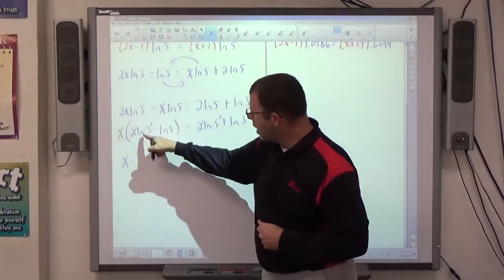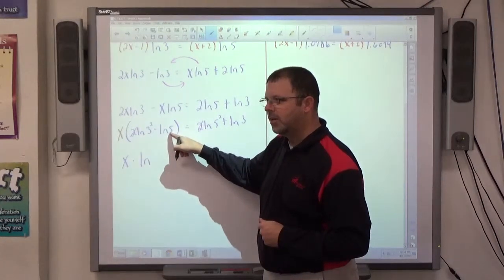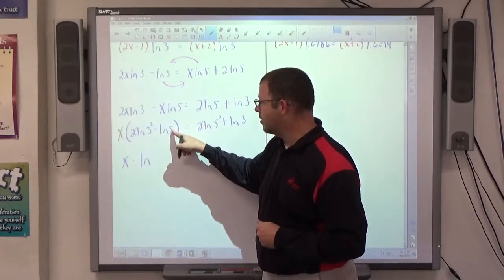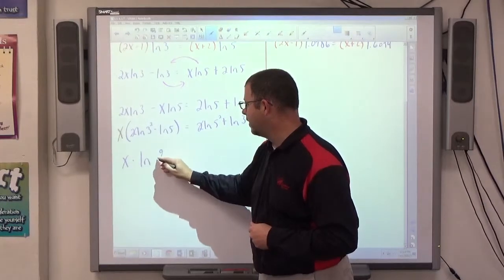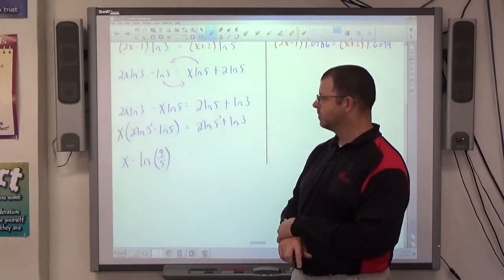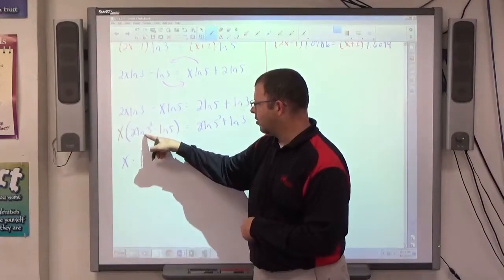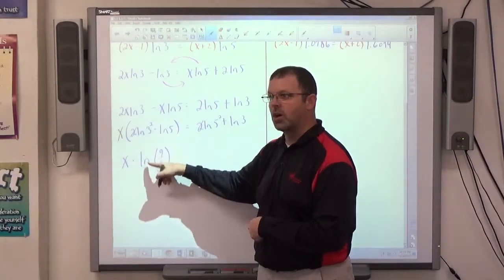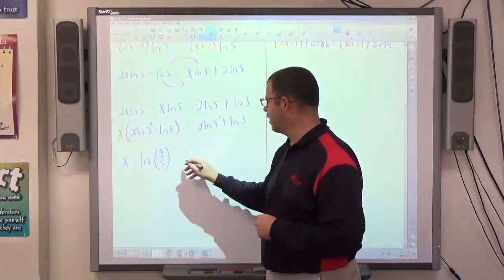And if I'm doing log minus log, it's going to be the first argument divided by the second argument. 3 squared is 9. The second argument is 5. So this whole thing in this parentheses can be transformed into just log of one thing, which specifically is 9/5.